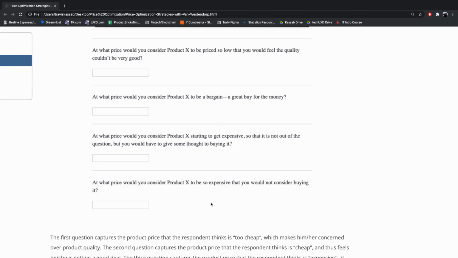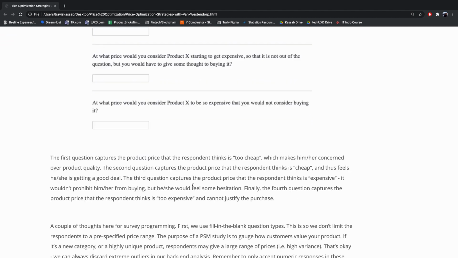Also, I already told you how these questions are structured. There's too cheap, cheap, expensive, too expensive. So the logic of PSM, which is the price sensitivity meter, is that as you go down these questions, the price should be increasing, right? It doesn't make sense if you say that $5 is too cheap and $4 is just cheap, right? It doesn't make sense to go down in price or stay equal. The respondent has to incrementally increase the price at each question. This is an assumption within the PSM model.